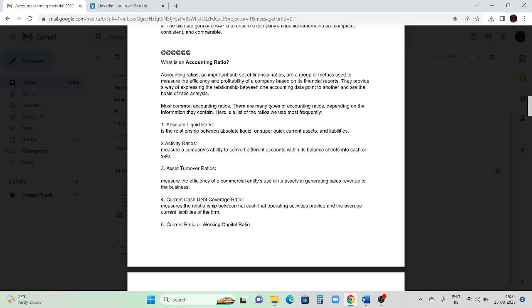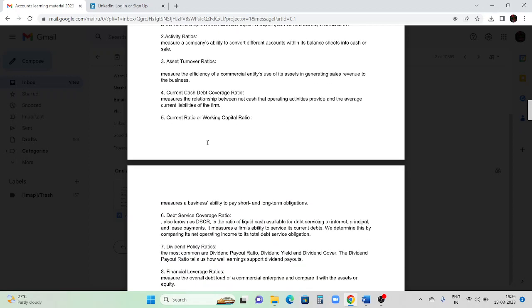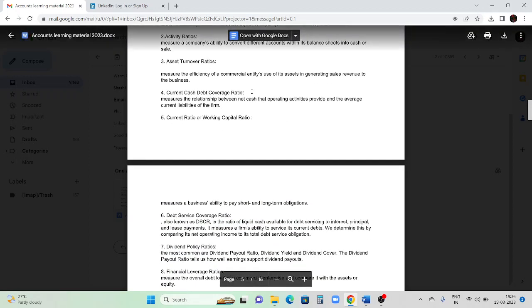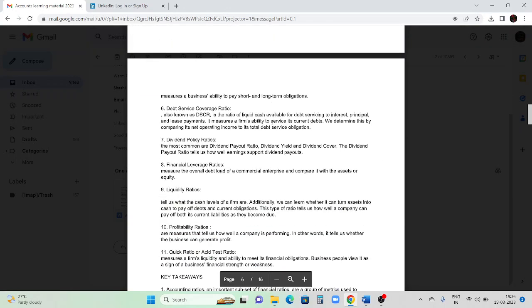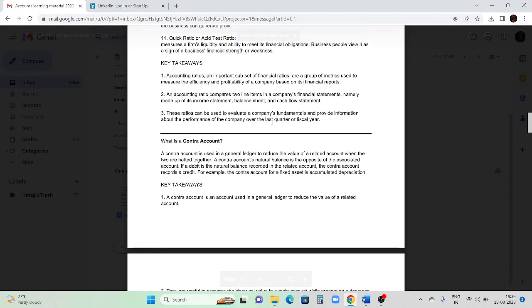Here is the list of the most commonly used ratios. Absolute liquid ratio: the relationship between the absolute liquid or super quick current assets and liabilities. Activity ratio, asset turnover ratio, current cash debt coverage ratio. So these are the topics which are covered in accounting ratio.